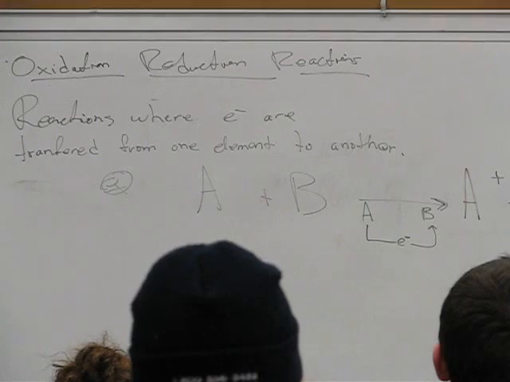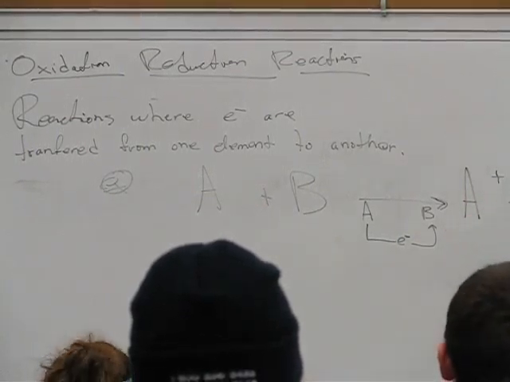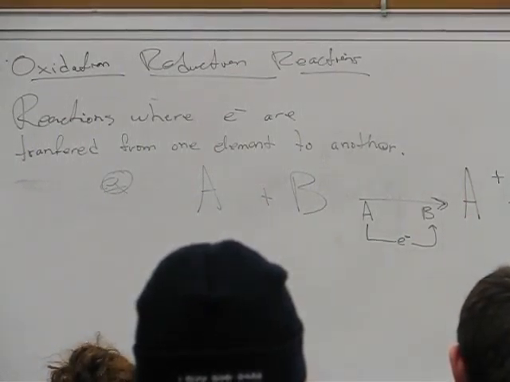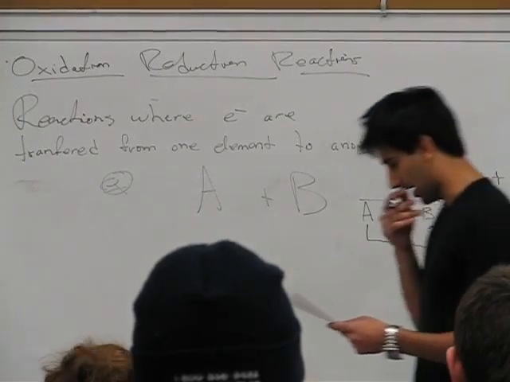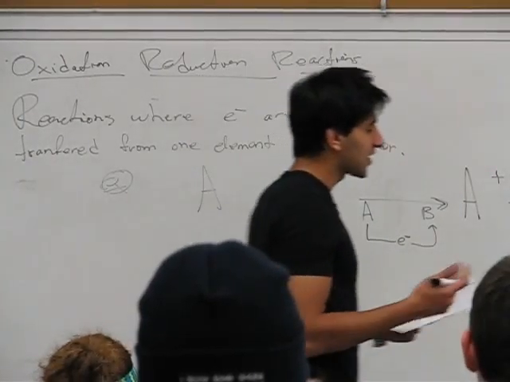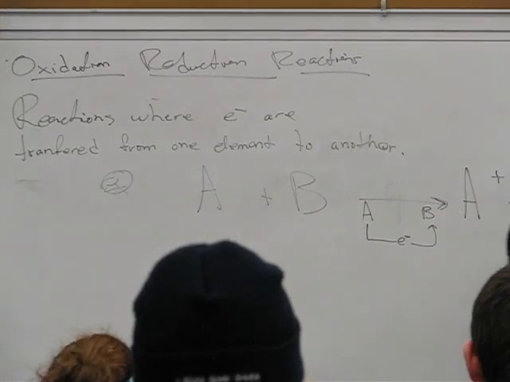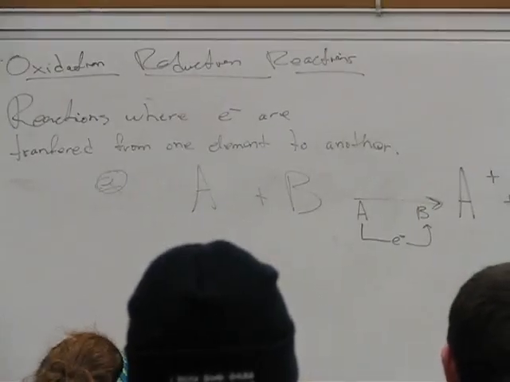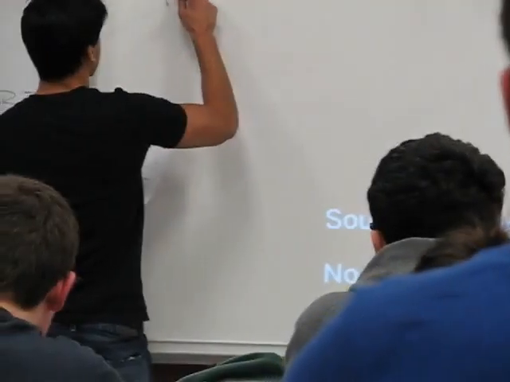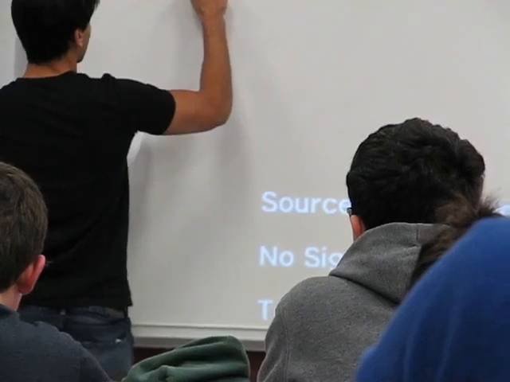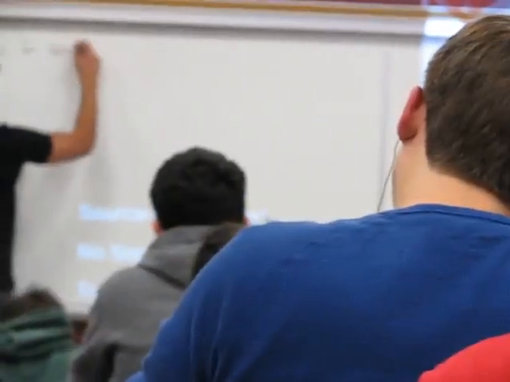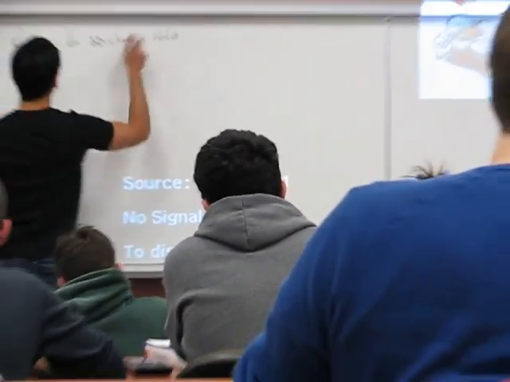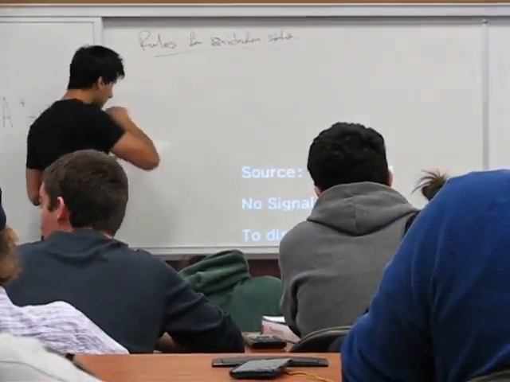Alright, so in order to keep track of the electrons that are transferred, we assign what are called oxidation states. And what oxidation states are, in essence, they're just an electron bookkeeping method. They don't really have any visible meaning. But there are rules for oxidation states. And the rules are as follows.